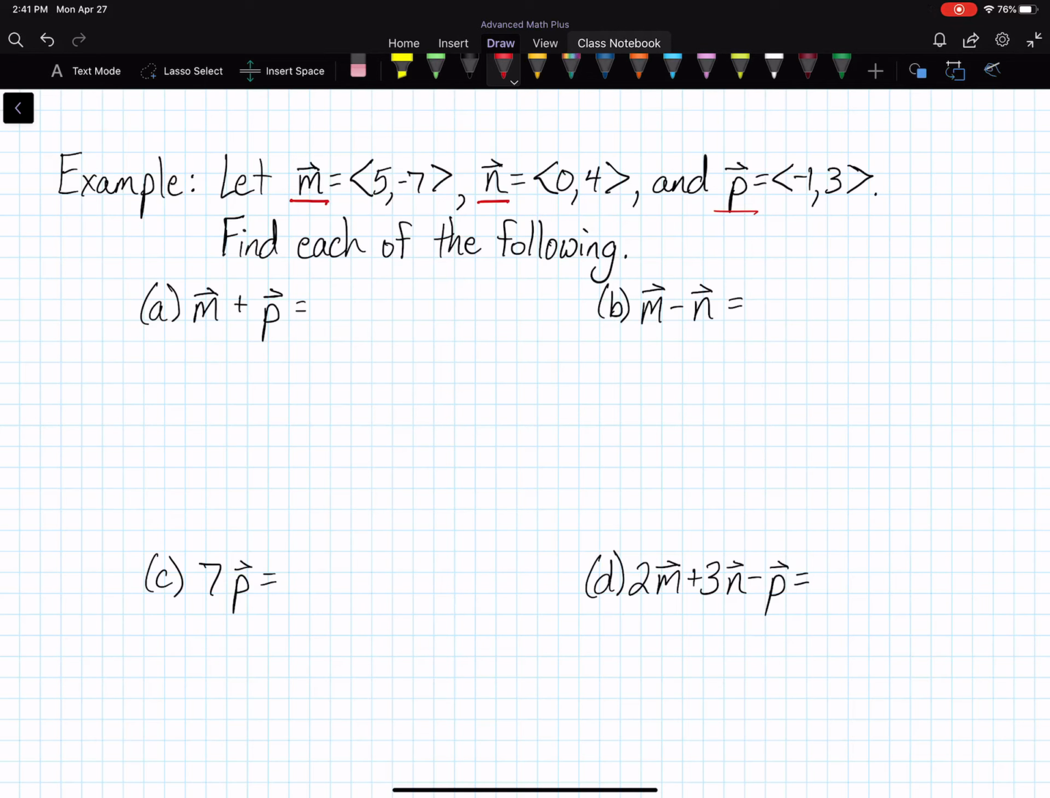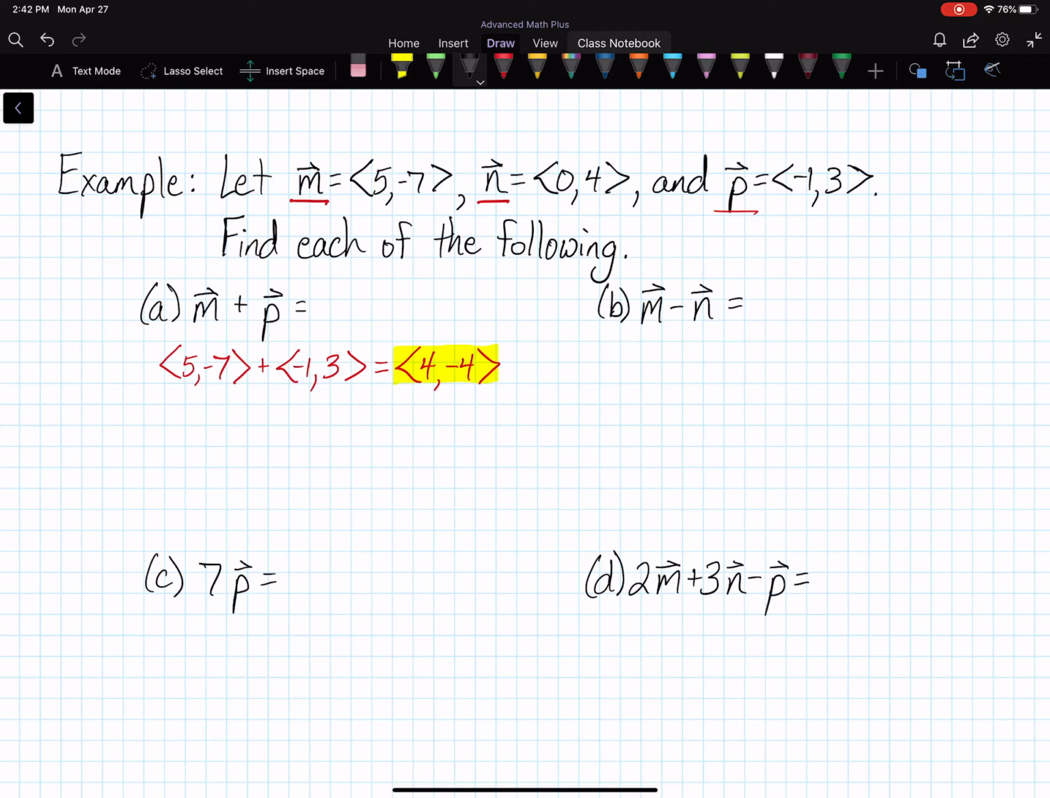So vector m, I'm going to replace vector m with what vector m is. So vector m is 5, negative 7, plus vector p is negative 1 and 3. And basically, you just add them up. You add up the parts that are the same. So 5 plus negative 1 is 4. Negative 7 plus 3 is negative 4. And there is what vector m plus vector p is equal to. If you added those up, the resultant would be 4, negative 4.